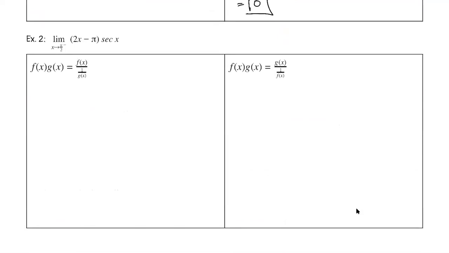All right, so let's take a look at example 2. And what I'd like you folks to do is to set up the derivatives for both ways. So if you change this to be f of x over 1 over g of x versus g of x over 1 over f of x, and then see if you can tell which one might be easier to take the derivative of, okay?